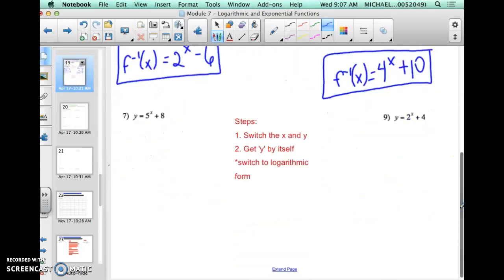And then, moving on now, finding the inverse of an exponential function. We just found the inverse of a logarithmic function. Now we're going to find the inverse of an exponential. So, same process, except for step 2. When you're getting y by itself, you switch to logarithmic form. All right, so keep that in mind.